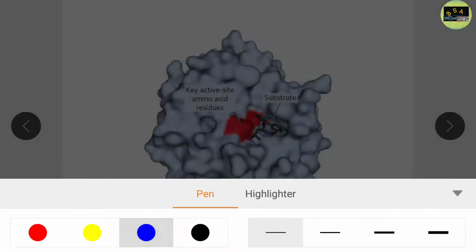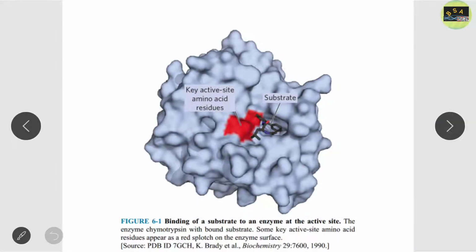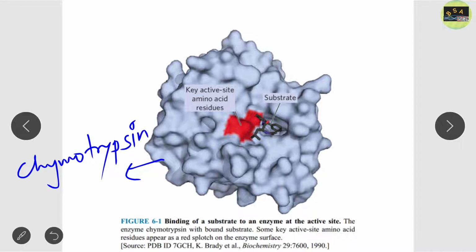See, if you look at this figure, this is the structure of an enzyme, that is, chymotrypsin. Clear? So this is the chymotrypsin enzyme. If you look at this enzyme, here an active site is present. This is the active site. Here you can see the label, that is, key active site amino acid residue.